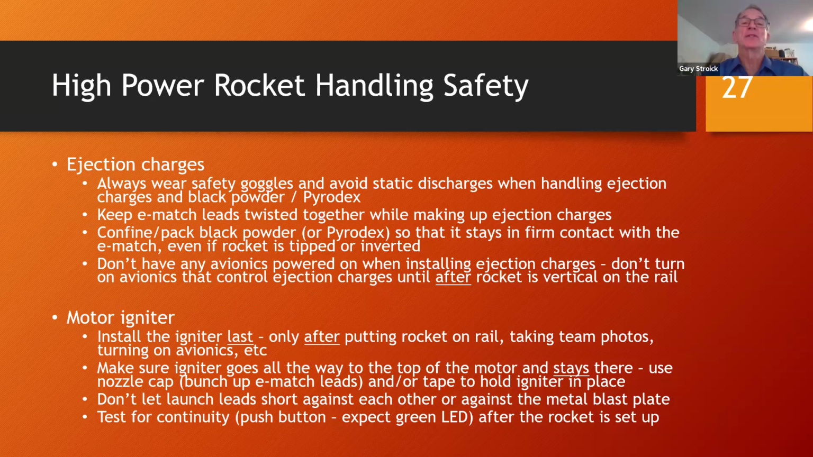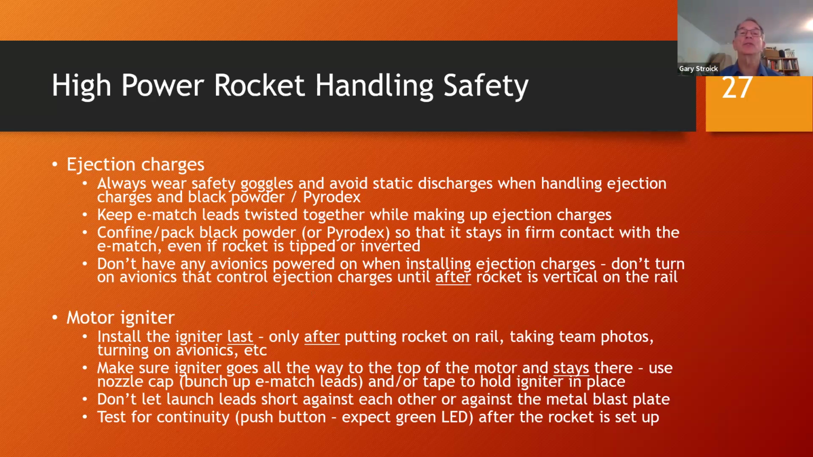And remember, the igniter is going to be connected to the firing system, which means alligator clips connected to the igniter wire. If it's windy, the rocket's going to be moving on the pad, and you don't want that igniter pulled out or pulled down. So you need to secure it in the motor so it doesn't move.